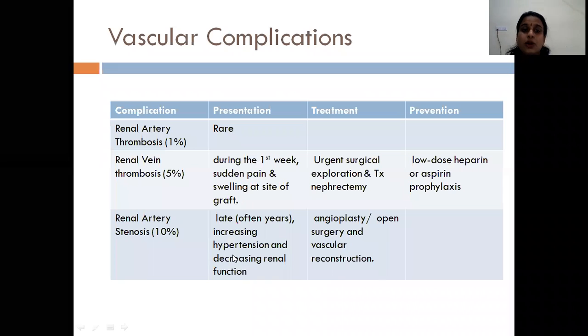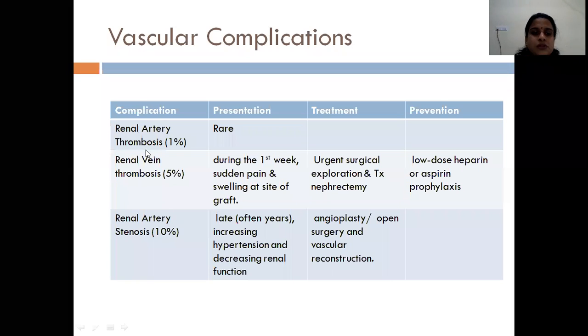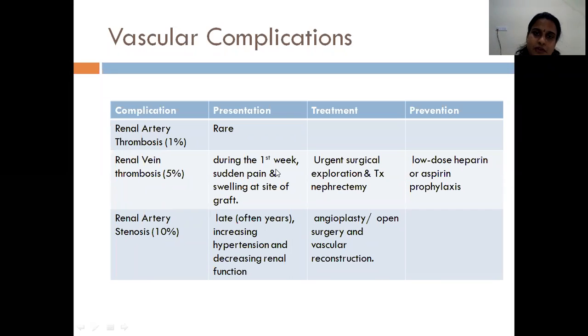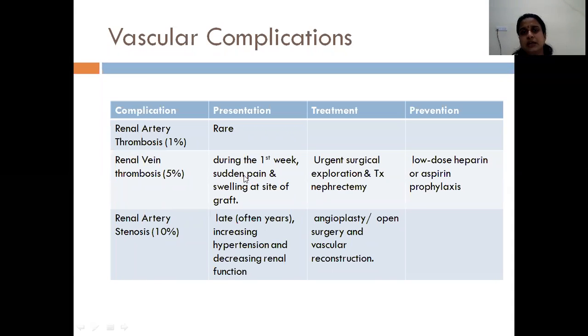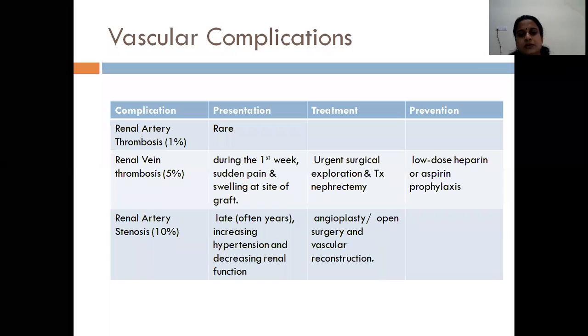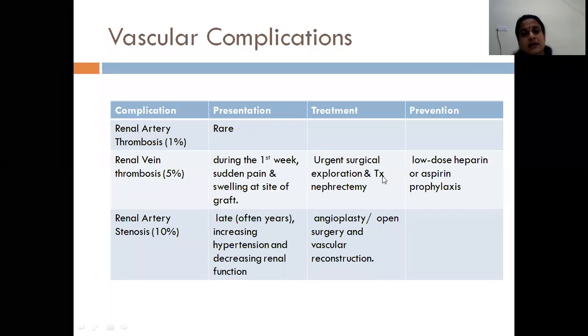Okay. So what are the complications once you have grafted the kidney? Initially, vascular complications like renal artery thrombosis are quite rare. More common is the renal vein thrombosis that occurs during the first week of transplantation, and the patient presents with a sudden pain and swelling at the site of the transplant area. So this is again an emergency, an urgent surgical exploration has to be done, and the transplanted kidney has to be removed as early as possible.